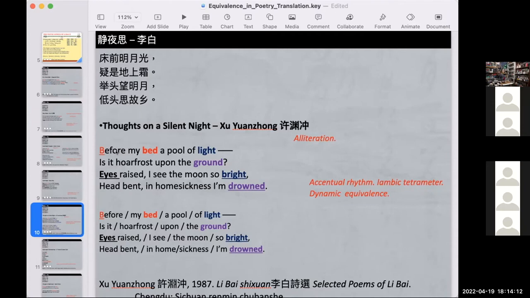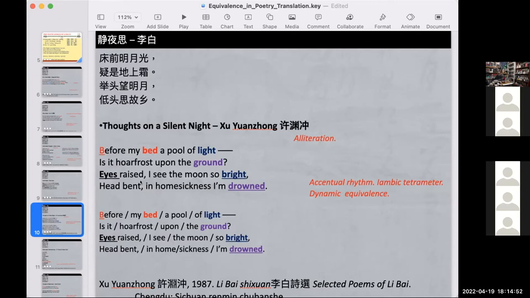Okay, so here he says "before." When you read "before," do you put stress on the "be" or the "fore"? Of course, you put stress on the "fore," right? If you put stress on the first syllable, you will pronounce it wrongly, not English. So you have to pronounce it "before," then it's iambic. You would read it in English rhythm: "Before my bed, a pool of light," ta-tam, ta-tam, ta-tam, ta-tam, four feet.